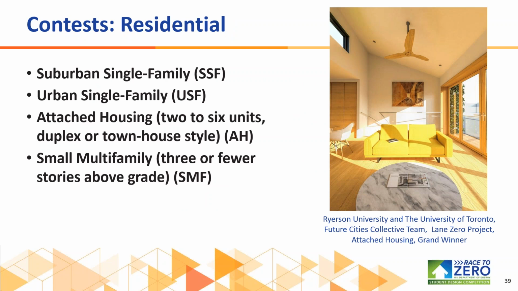In the 2018 edition of the Race to Zero, we have 5 contests available to choose from, 4 residential contests and 1 commercial contest. In residential, suburban single family and urban single family are our most popular categories. Suburban single family covers a larger lot, while urban single family is a smaller lot size. Attached housing looks at 2 to 6 units in the duplex or townhouse style, while small multifamily covers buildings that are 3 or fewer stories above grade.